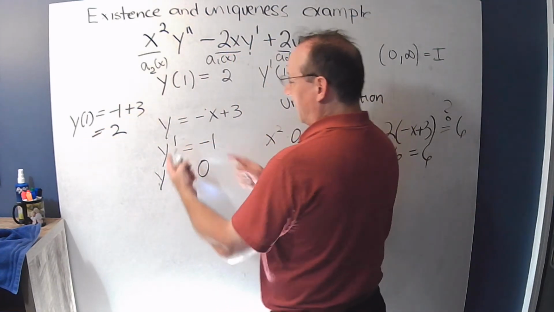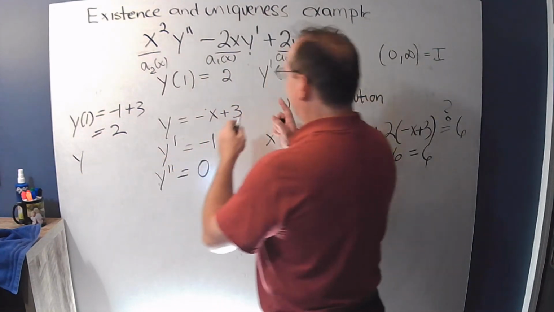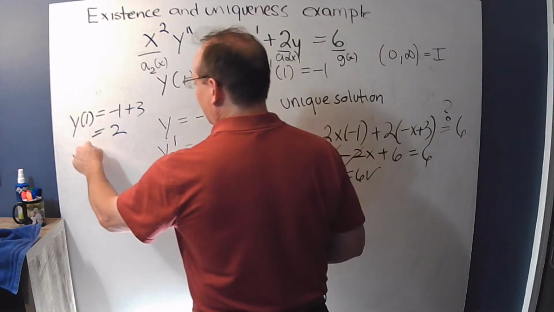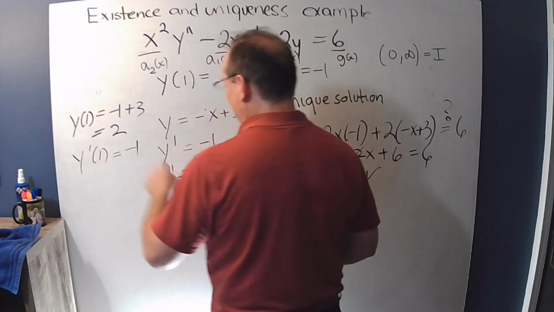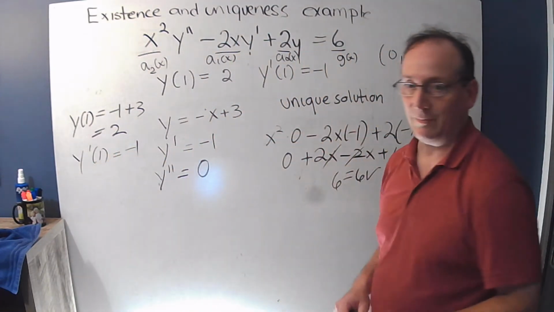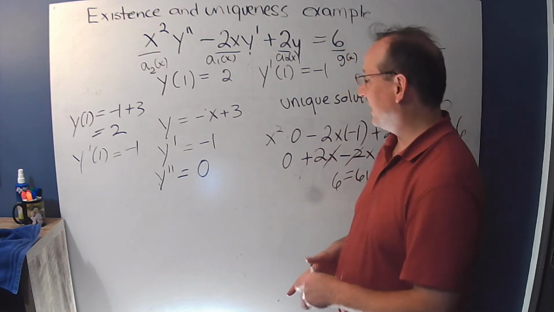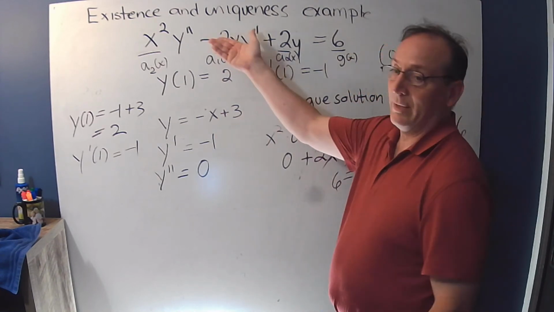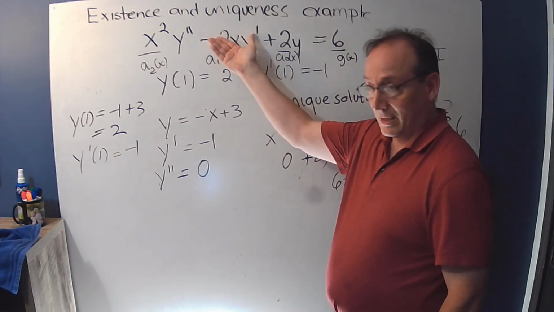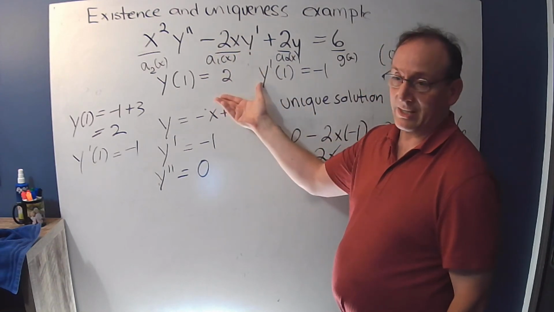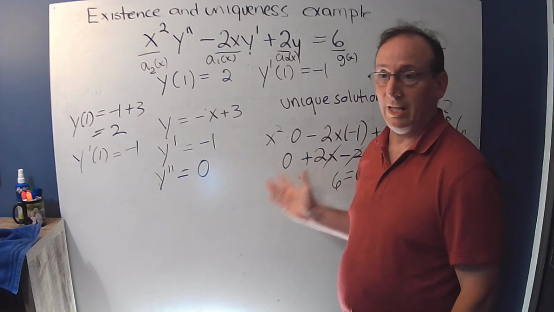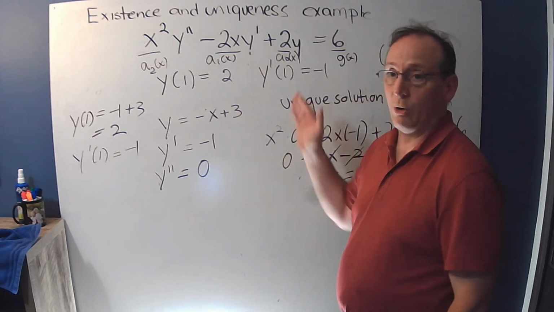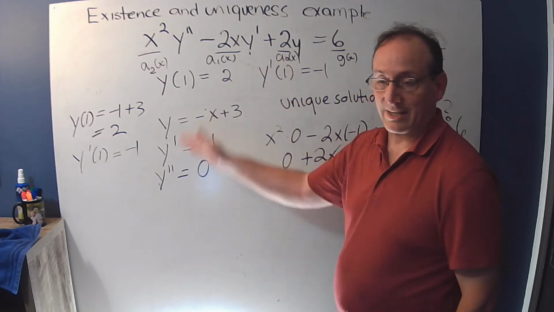And y prime, regardless of what you plug in, y prime of 1 is -1, because it doesn't matter what x is. So the point is that this is a solution that satisfies this equation, and it meets these initial conditions. And by the theorem, this is a unique solution. There is no other solution besides this.